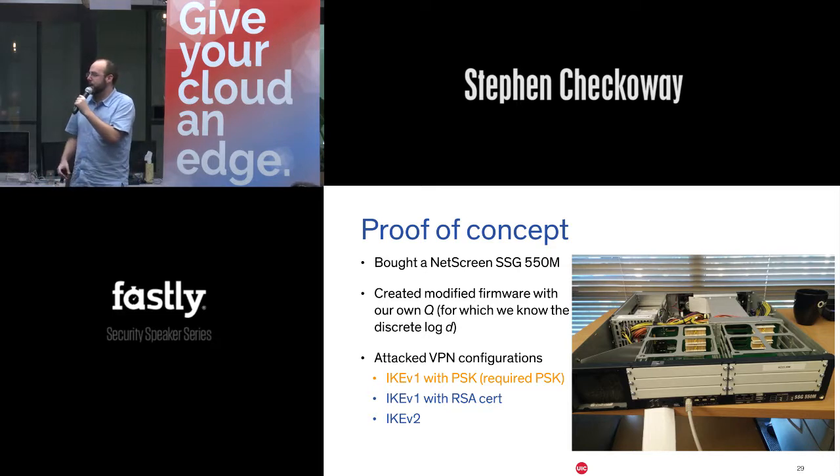So then I had the student configure several VPNs using a bunch of different modes. So we had it with IKE v1 using pre-shared keys, IKE v1 with RSA certs, and one version with IKE v2 with pre-shared keys. And it turns out the attack just worked exactly as described. So I had one student put the modified firmware on, and we had another student implement the attack, and the attack worked perfectly.